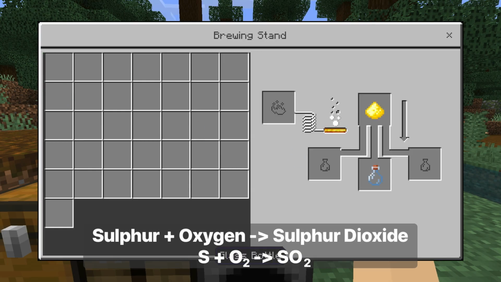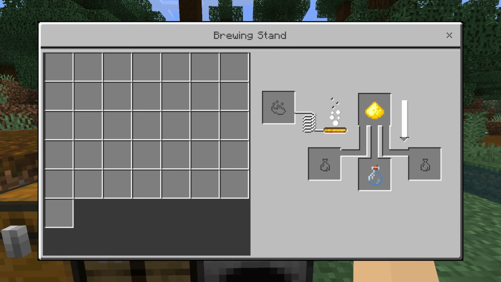The first step is to burn sulfur into a gas known as sulfur dioxide. Now, since sulfur dioxide is colorless in real life, I made it so that it looks like a normal glass bottle.